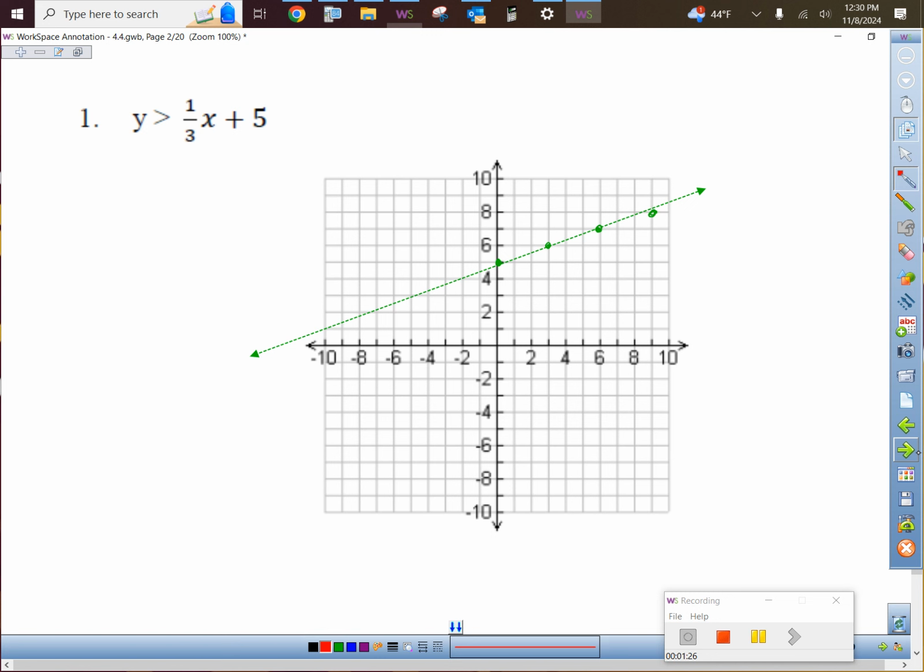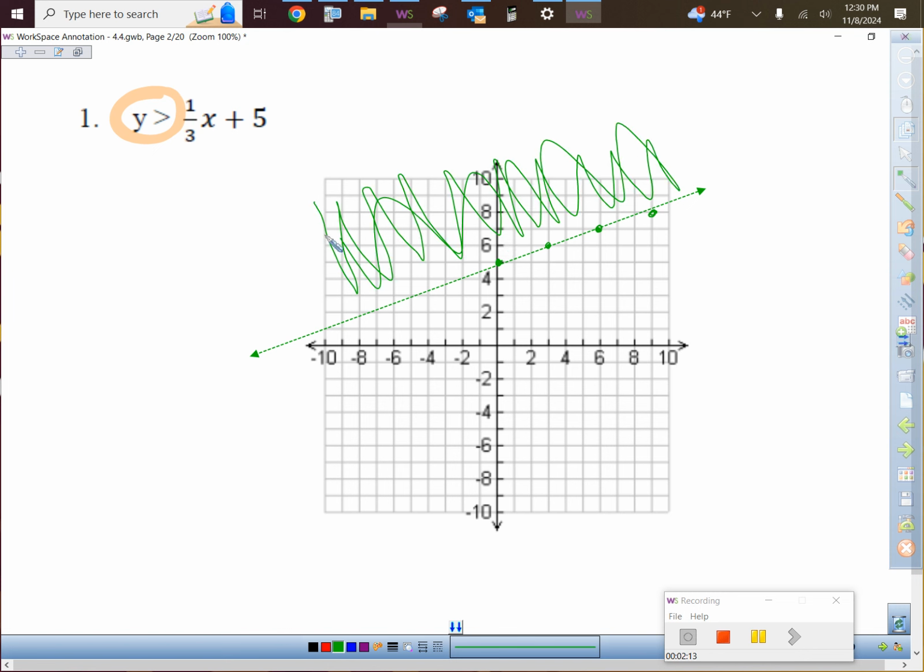But that's still not it. We got to shade where the solutions to this are. And there is a secret. The secret is y has to be all by itself for this to work. What does that symbol say? Greater than or less than? Greater than. Put your pencil on the y-intercept. If I say greater than, what does that mean to you? Go above or below that dot? Above. Lightly, with a pencil, shade this in.